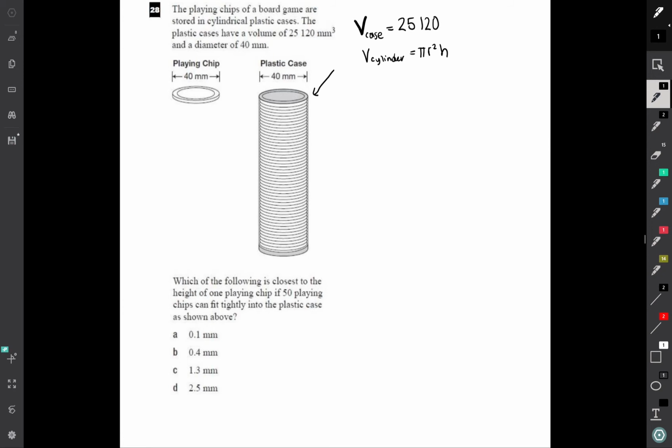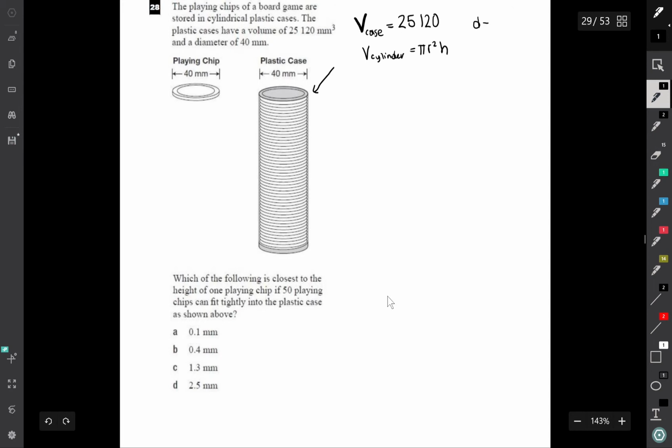So again, we're given the volume. We're also told that the diameter is equal to 40 millimeters. But you can see from our equation that we don't actually need diameter. What we need is radius, right? So radius is just half of diameter. It's going to be 20 millimeters. It's always half.